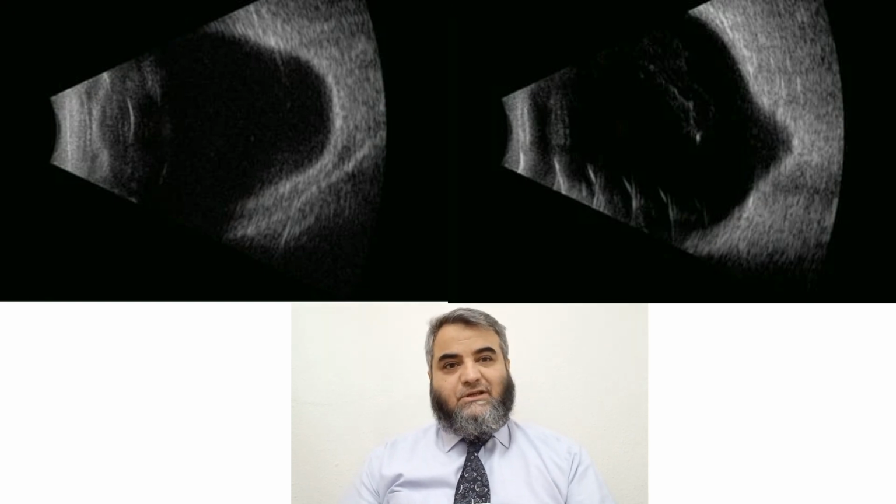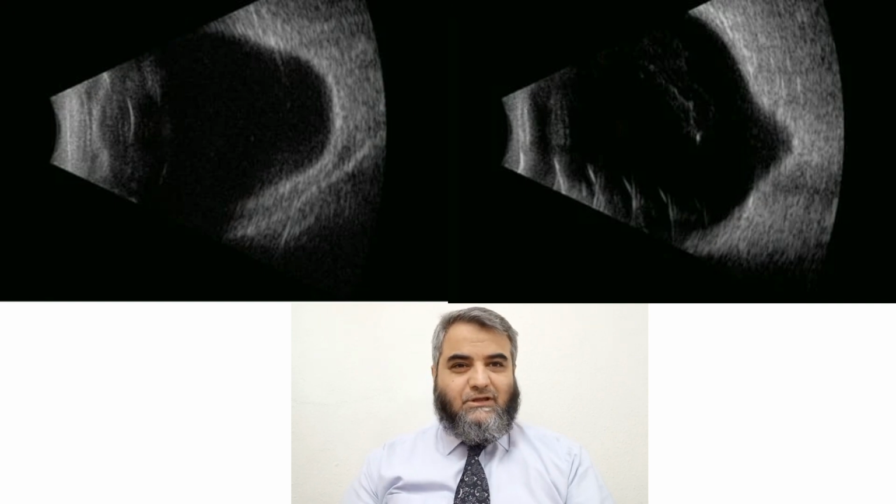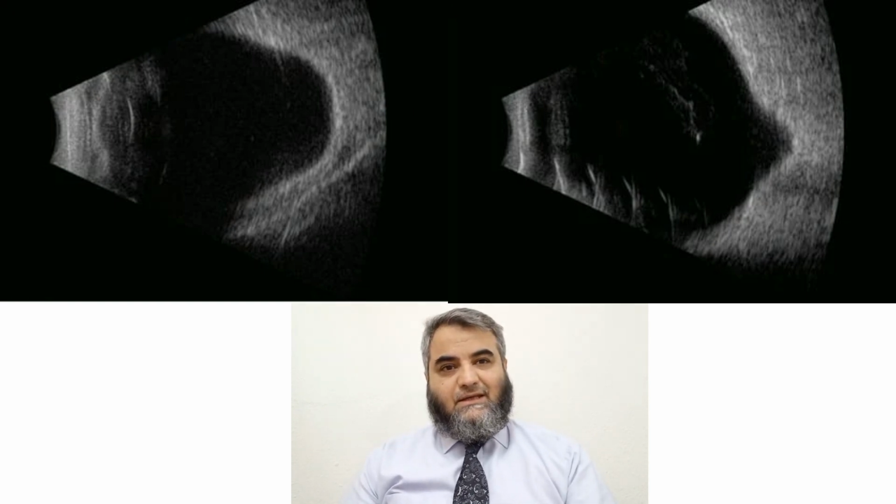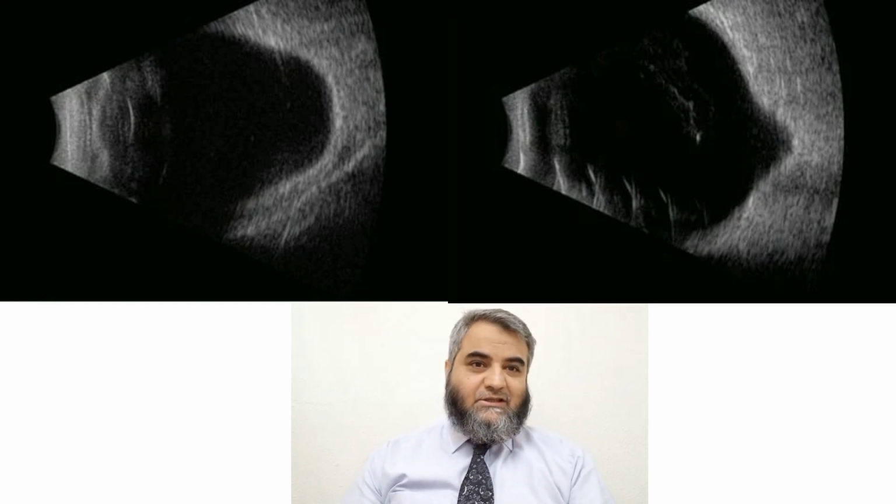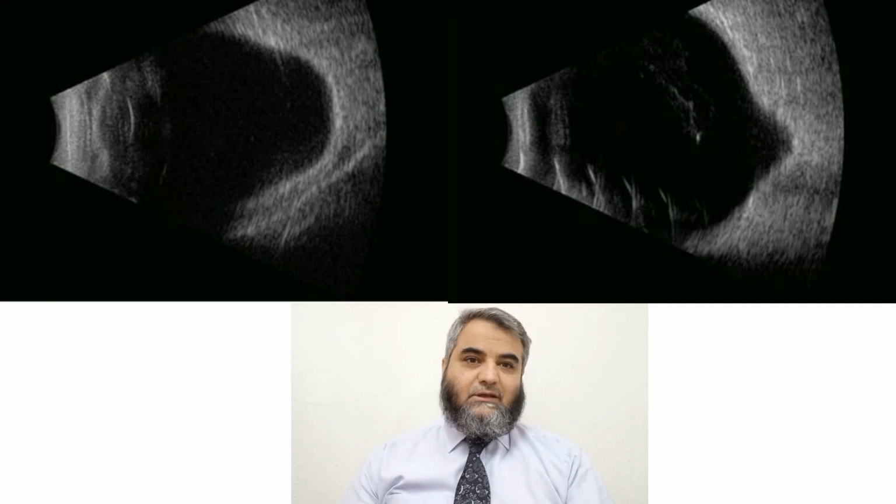So how can this patient be managed at this stage? The first thing is to observe and look at the visual potential of the patient. If the visual potential is good, the patient can be observed. The second thing is that many attempts have been made to counter the two forces in two different ways. Managing the external, the scleral force, is done usually by the scleral buckle.